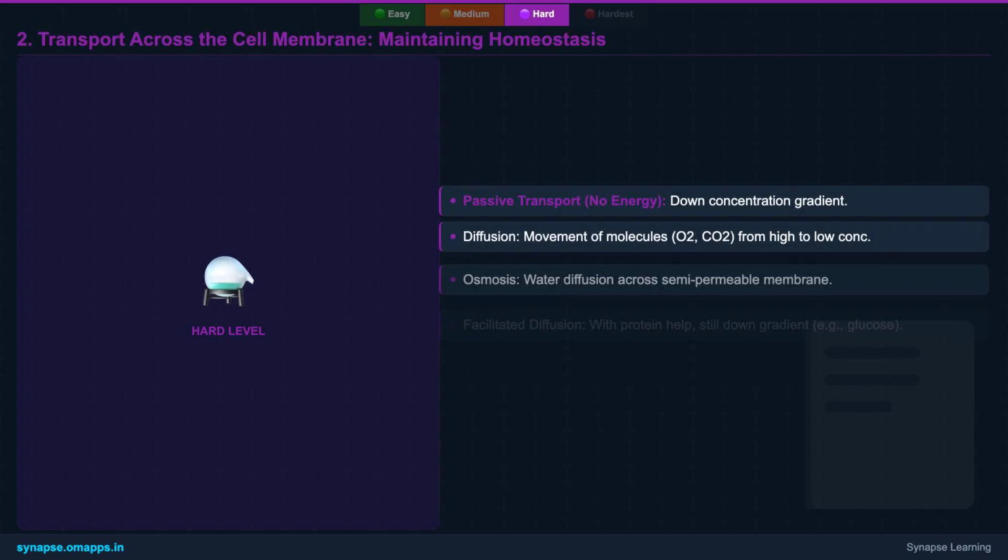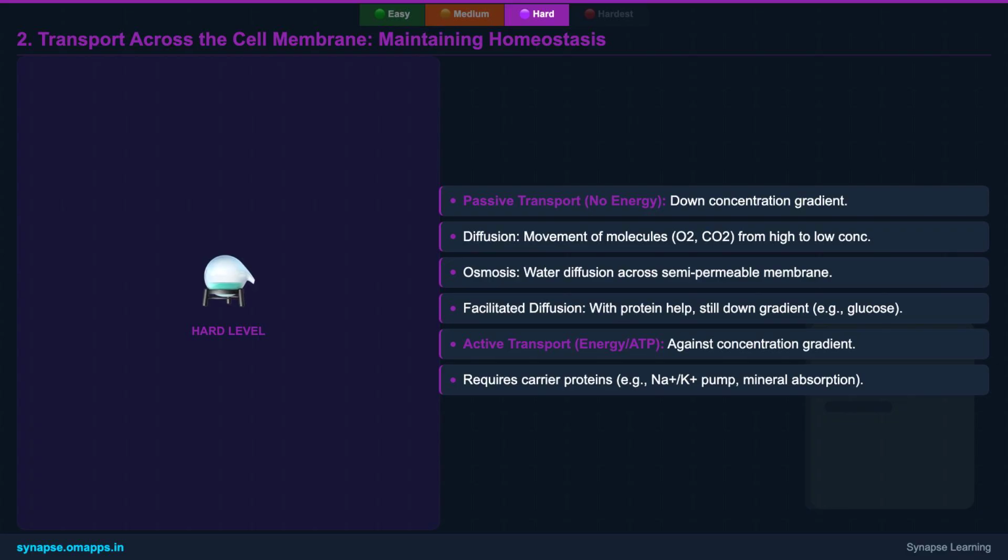Movement across this sophisticated membrane occurs in two main ways: passive and active transport. Passive transport, like diffusion and osmosis, requires no energy, as substances move naturally down their concentration gradient, from high to low. Think of a ball rolling downhill. Active transport, however, needs cellular energy, ATP, to move substances against their concentration gradient, like pushing a ball uphill. This allows cells to accumulate essential nutrients or expel waste, even when external concentrations are unfavorable.